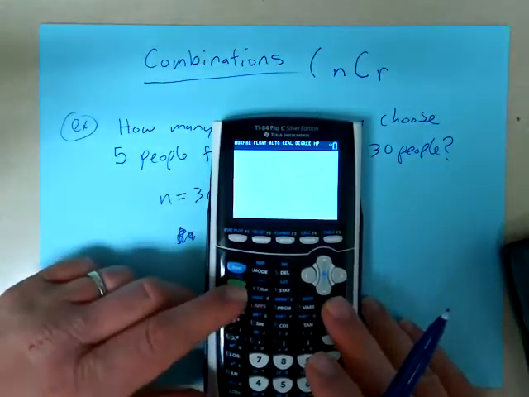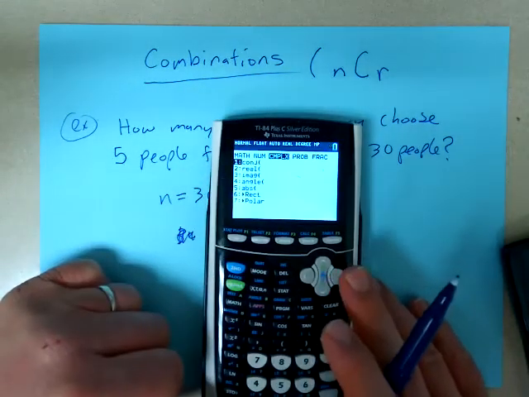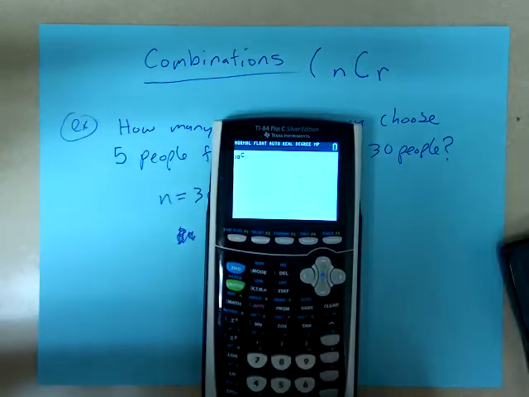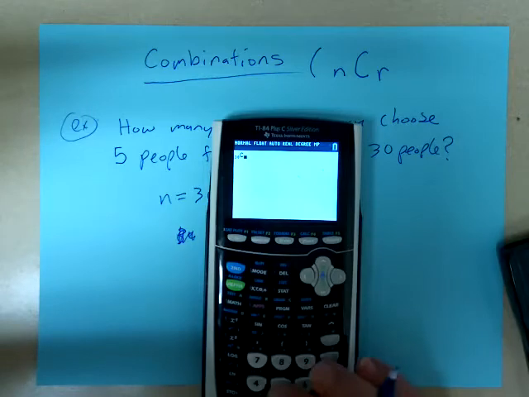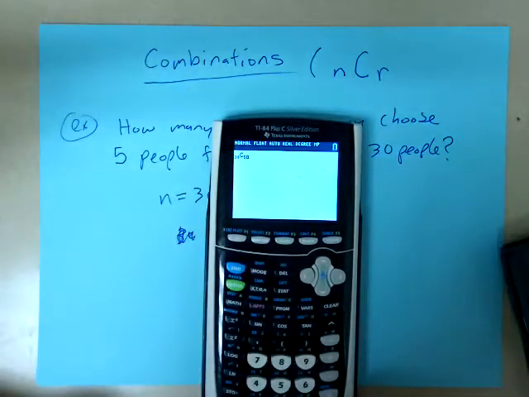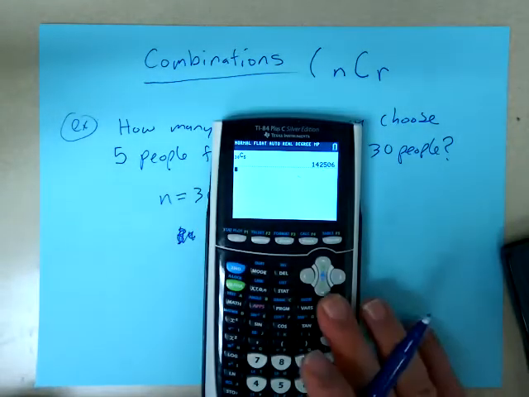So you hit the math menu and you go to probability, hit 3, and then here it's 30 and go over, choose 5. So I guess this one you don't have to put 30 first. You just plug them in like that, hit enter, and then you would get it.